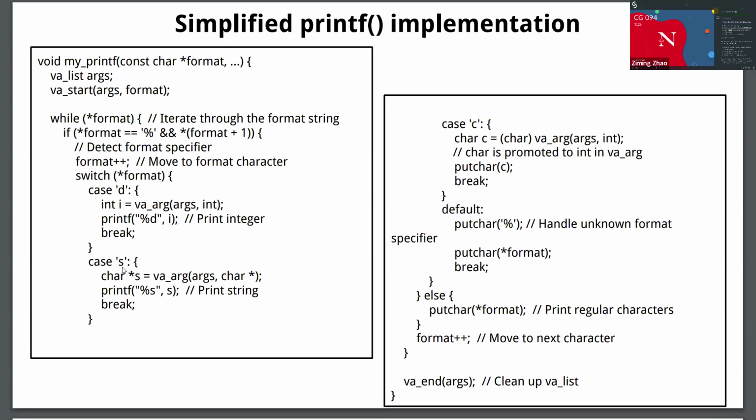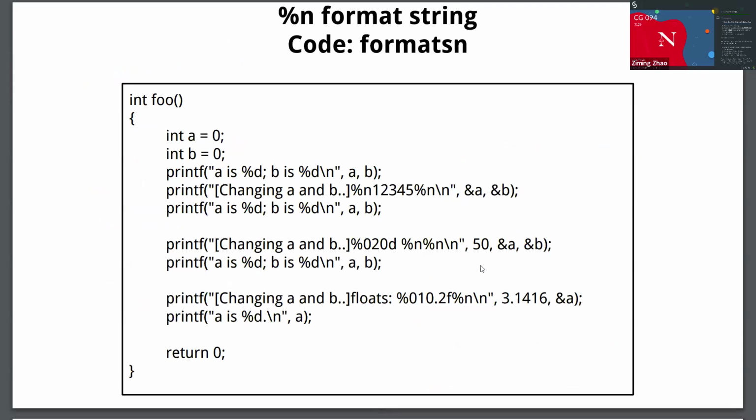So if it's s, then we know the next parameter we're looking for is a pointer, a char star, okay? If it's c, we're looking for, in this case, an integer, or it can be a char. It's a different implementation here. Then we just output that. Okay. So this is a simplified implementation of printf. The real implementation is obviously much more complicated than this, but this is a skeleton of that.